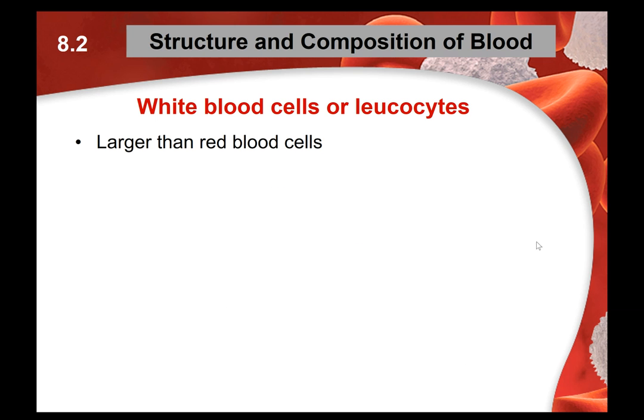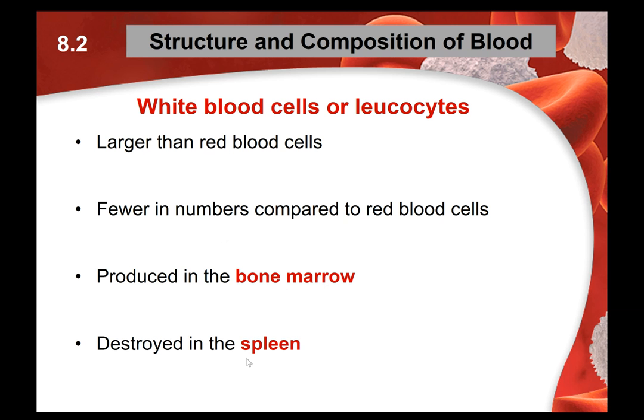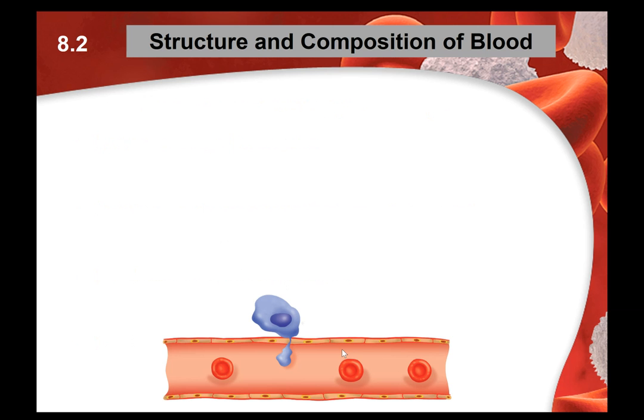The next cell that we're looking at is white blood cells. White blood cells are larger than red blood cells and fewer in number, as I mentioned. Among the blood cells, red blood cells comprise 99%. The 1% is actually white blood cells or the platelets. And the same thing, white blood cells are produced in the bone marrow, and are also destroyed in the spleen.